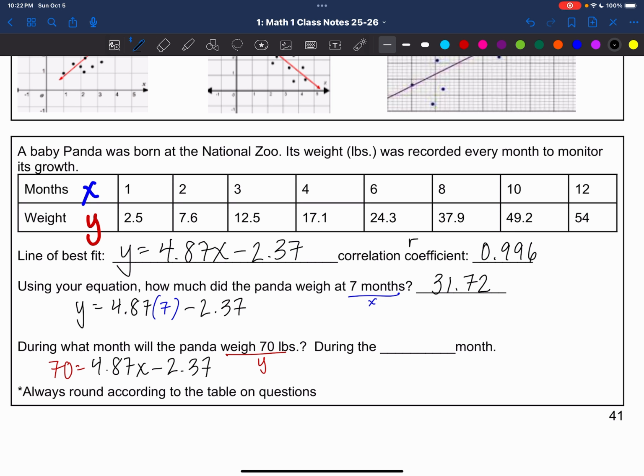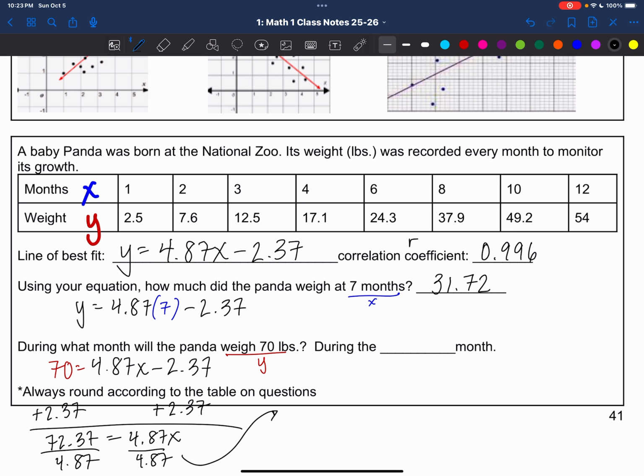And then when you go through, you're going to add, I'm going to put this underneath here. And you get 72.37 equals 4.87x, and divide both sides by 4.87. I'm going to just move it over here so I have a little bit of space. And I get x equals 14.86. So we're going to say in the 14th month, because we haven't reached the 15th month yet, so during the 14th month. And then this bottom part just says round according to the table on the questions.